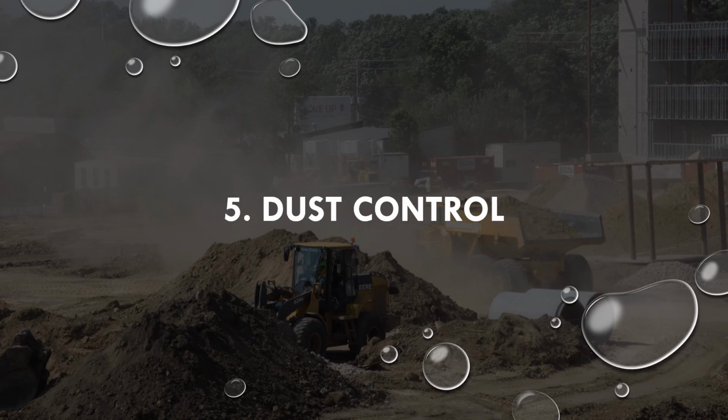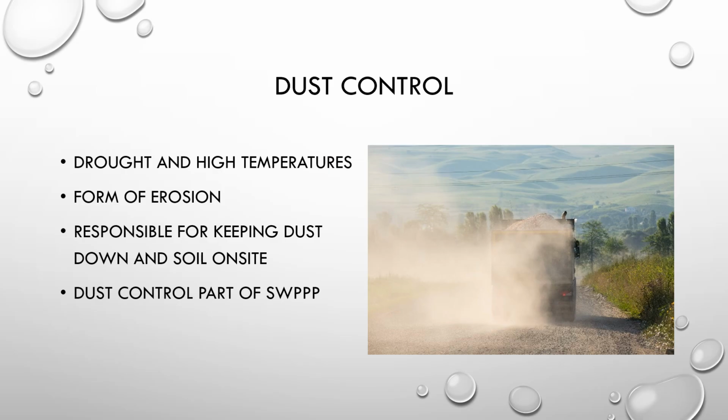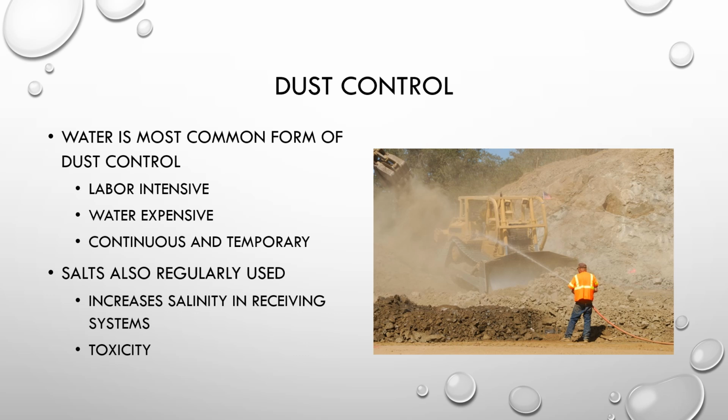So now I want to move on to dust control. This is a really common application. If we're in drought or areas with high temperature, dust is of course a form of erosion, and we are responsible for keeping that fugitive dust down and our soil on site. And so dust control is a very important application. As you can imagine, water is the most common form of dust control. Unfortunately, if you're in a very dry area or a hot area, that water evaporates very quickly. So it's labor intensive, water expensive, continuous and temporary.